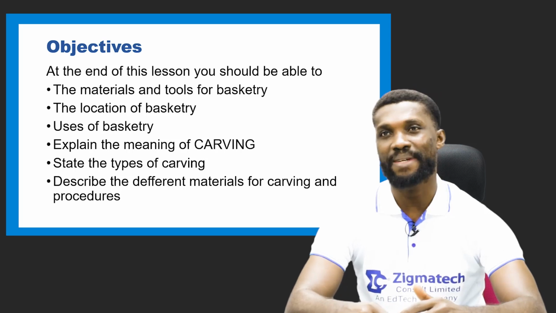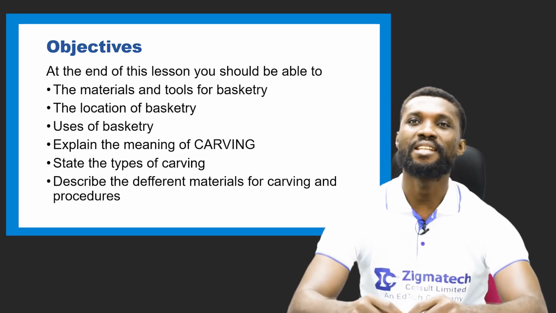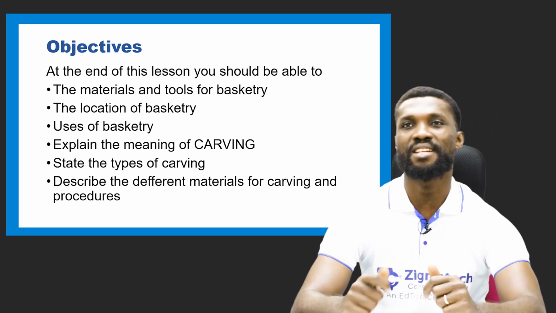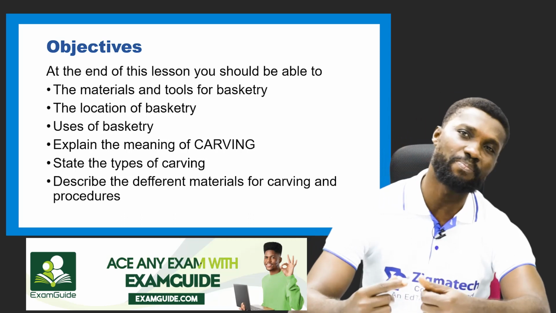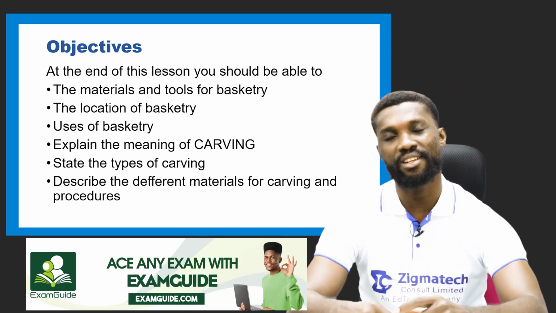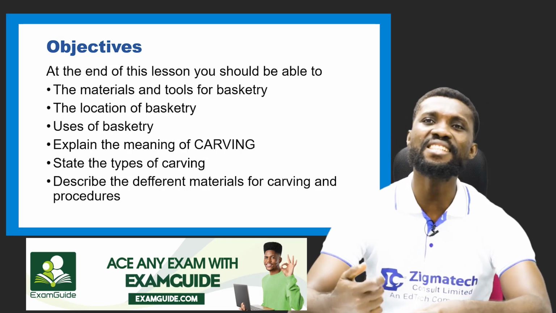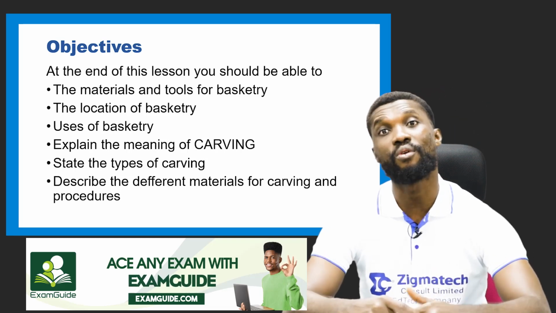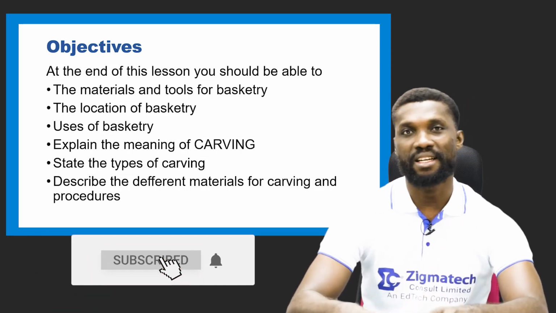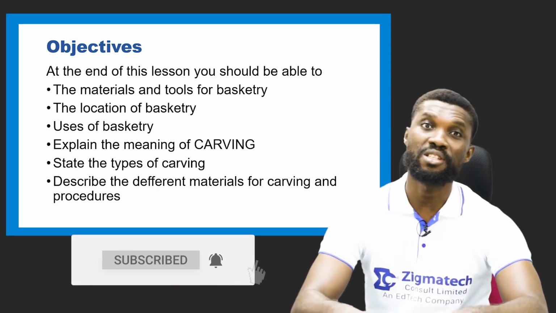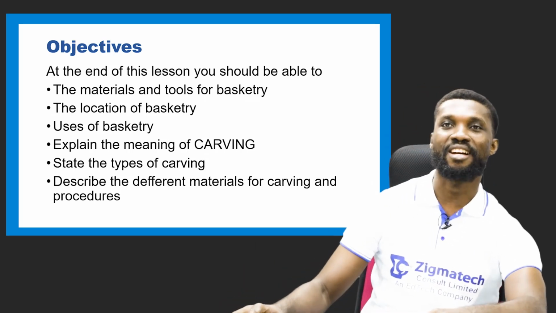Now, by the end of this study, we are going to look at the materials and tools for basketry. And then we are going to look at the locations for basketry, and then the uses of basketry. And then we'll go further to explain the meaning of carving. And then we'll state the types of carving, and then describe the different materials for carving. So these and even more we are going to grab by the end of the class. So I want you to sit back and follow through as we have fun in class.